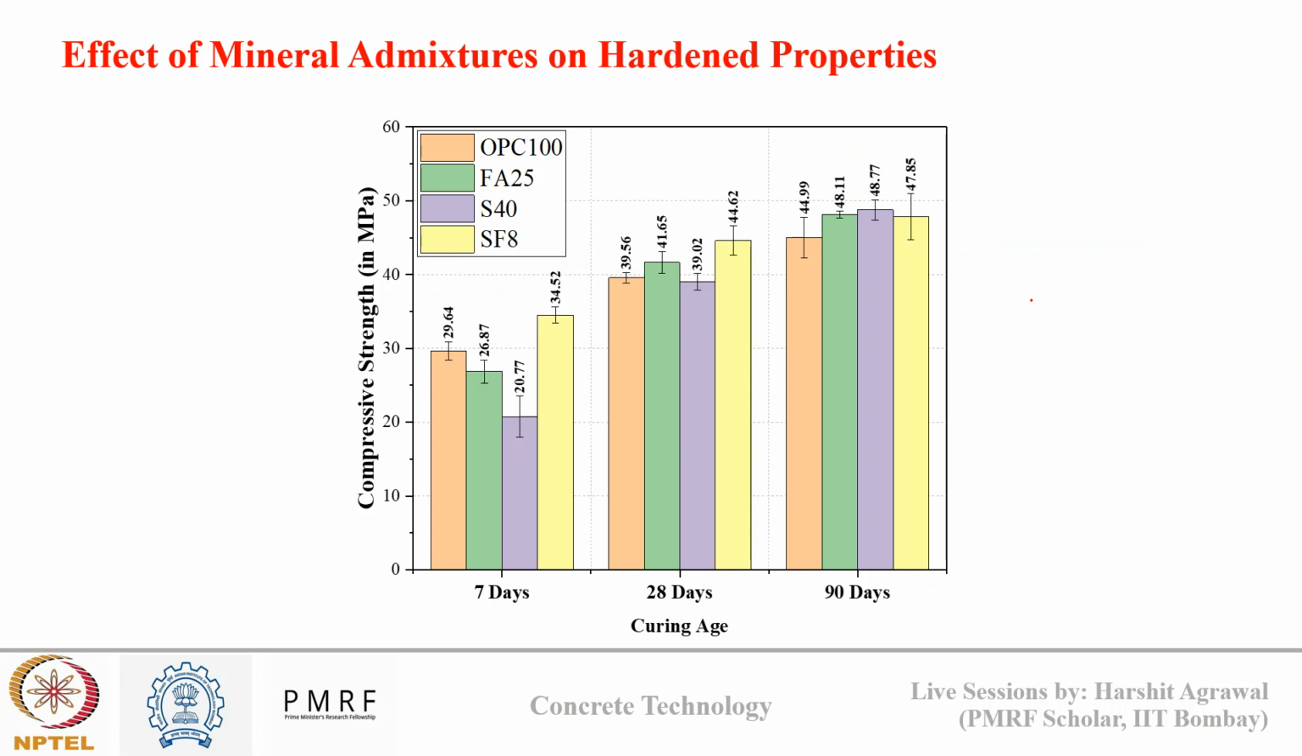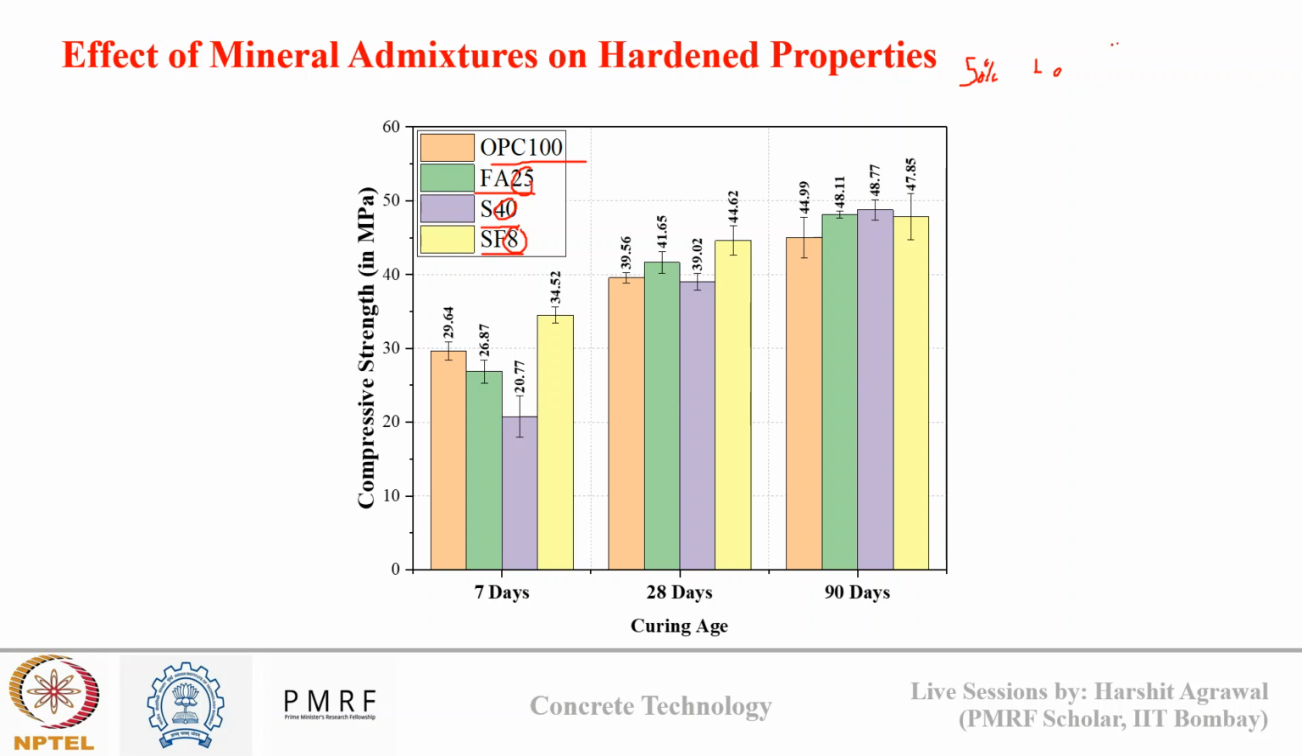In this slide you can also see the strength gain pattern of different concrete batches after different hydration ages. We have four different types of concrete. We have OPC 100%, we have 25% replacement of OPC with fly ash, we have 40% replacement of OPC with slag, and we have 8% replacement of OPC with silica fume. So how did these values come? These are the optimum replacement levels for fly ash, slag, and silica fume. It is not like you can replace OPC by any proportion of fly ash like 50, 20, 30. There's a limit till which a replacement of OPC will be beneficial. Beyond that limit, it won't be beneficial.